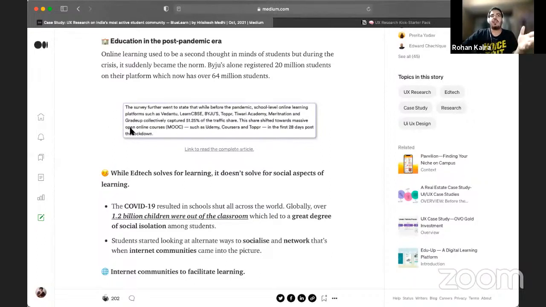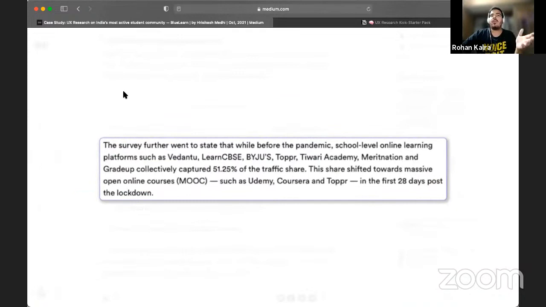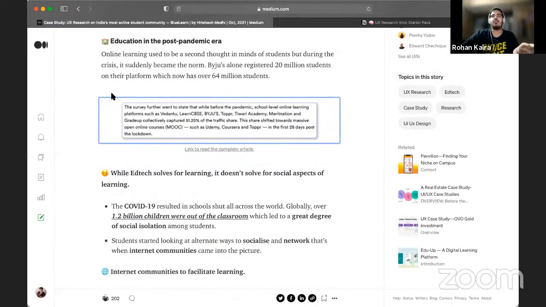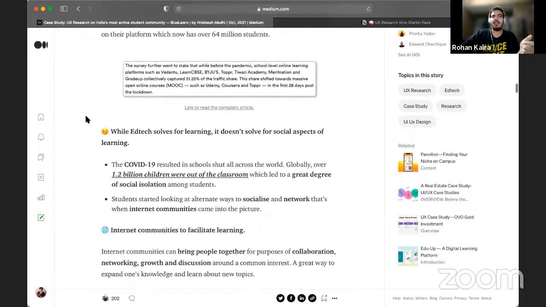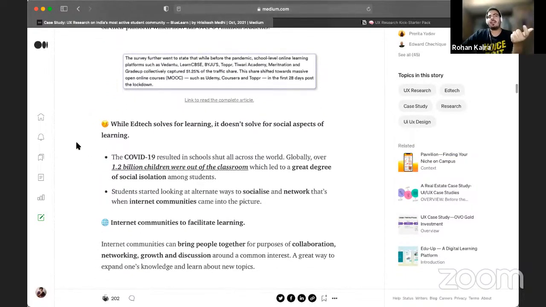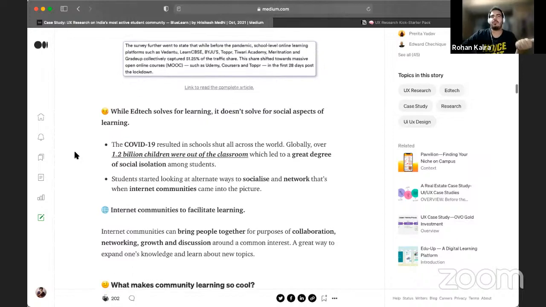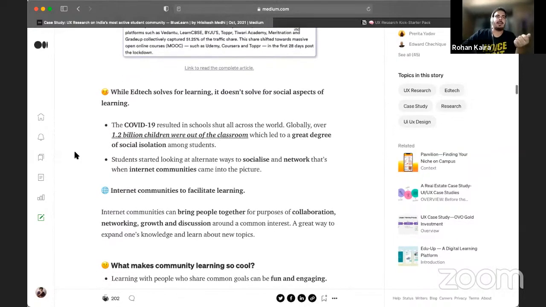And just to put out some data, Byju's alone registered 20 million students in the time of the pandemic, and now it has 64 million students, right? Also, an important thing to remember here: I'm putting out data like Byju's alone, 20 million and all of those numbers. Again, remember, wherever you're reading that, whichever article you're referring to, always give a link. Credibility to your case study, to your report, is always the most important thing. It shouldn't be random, right?